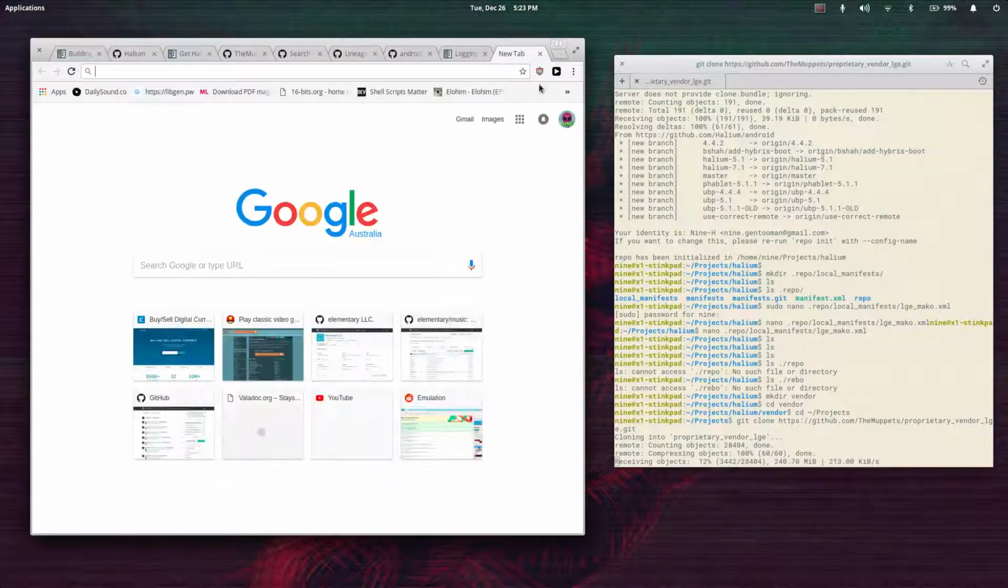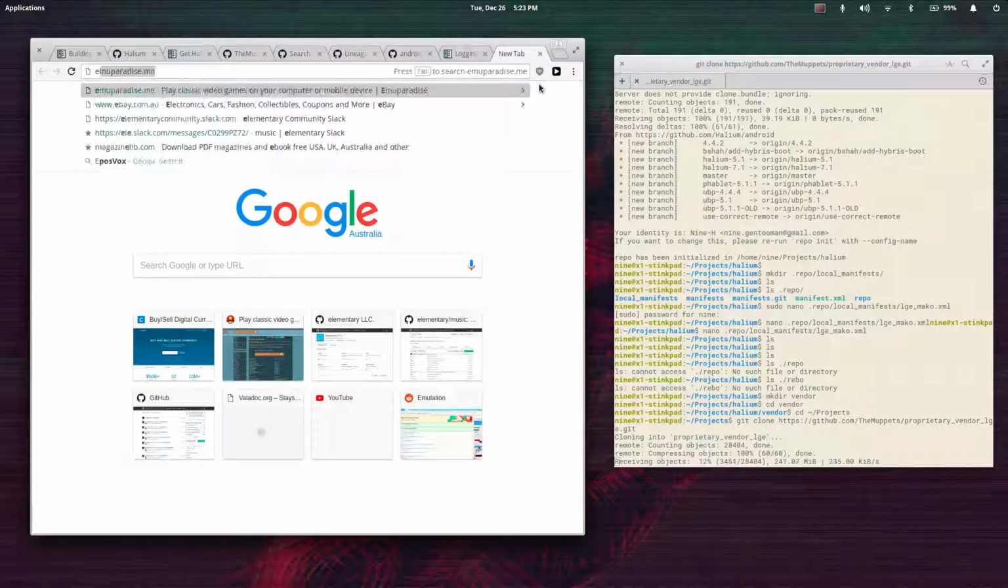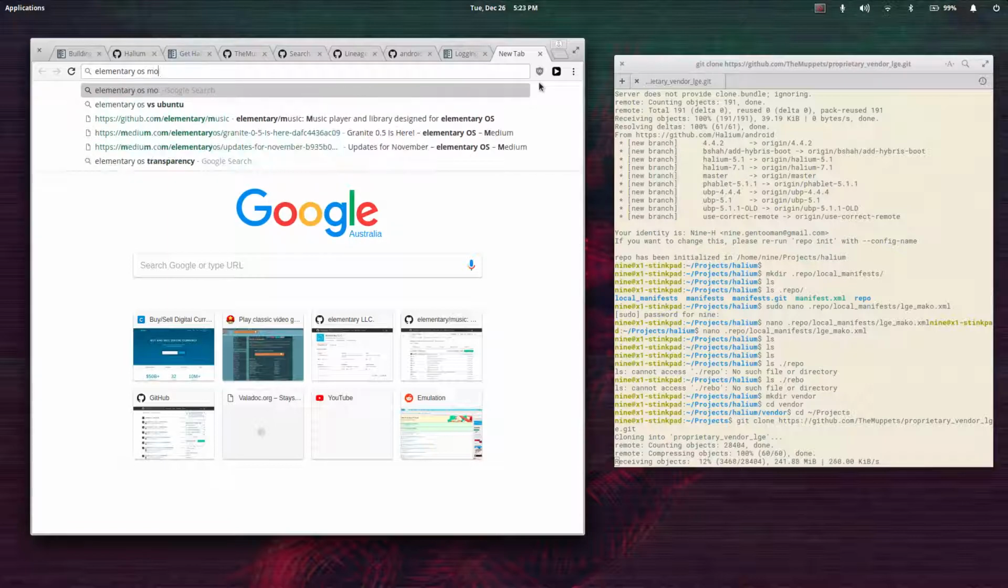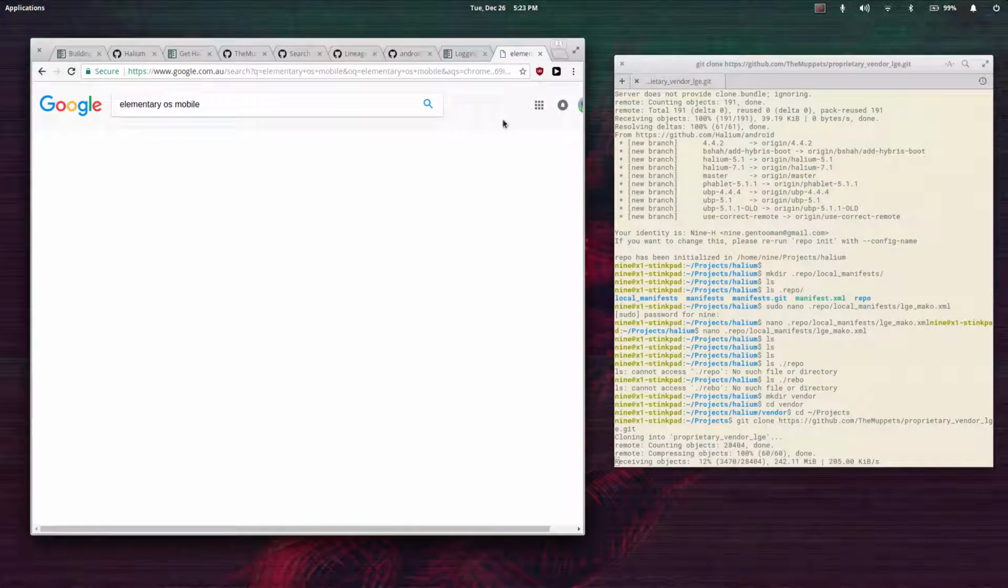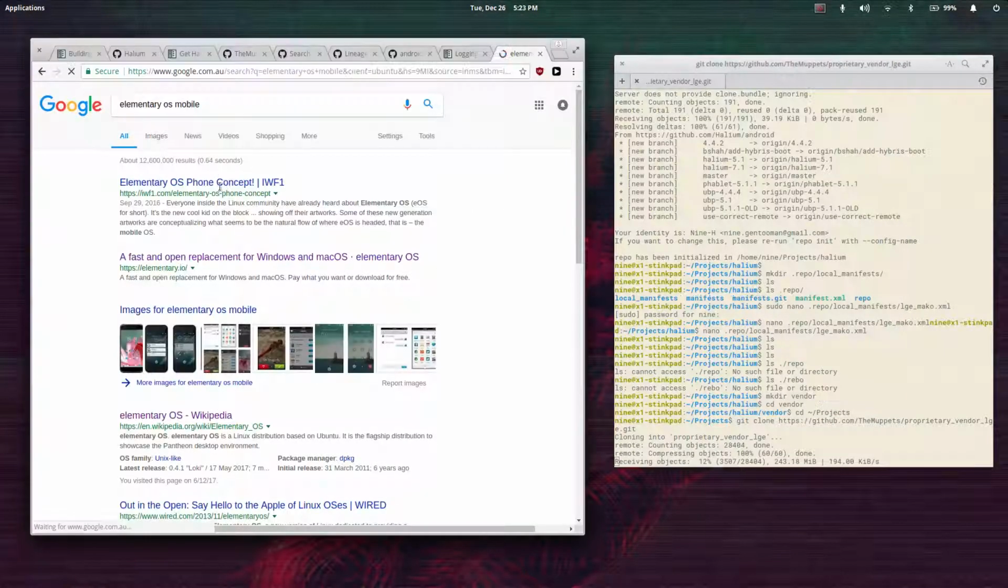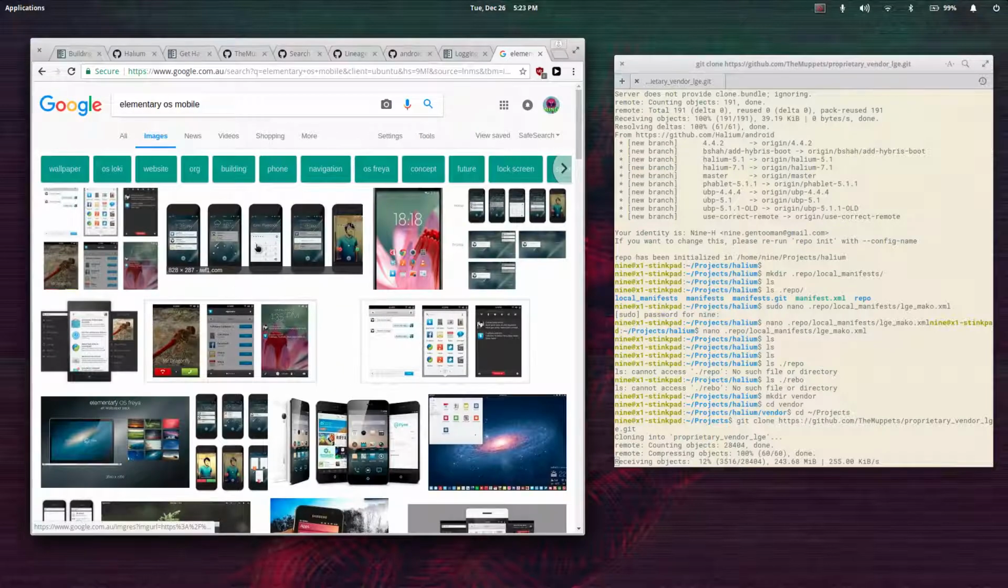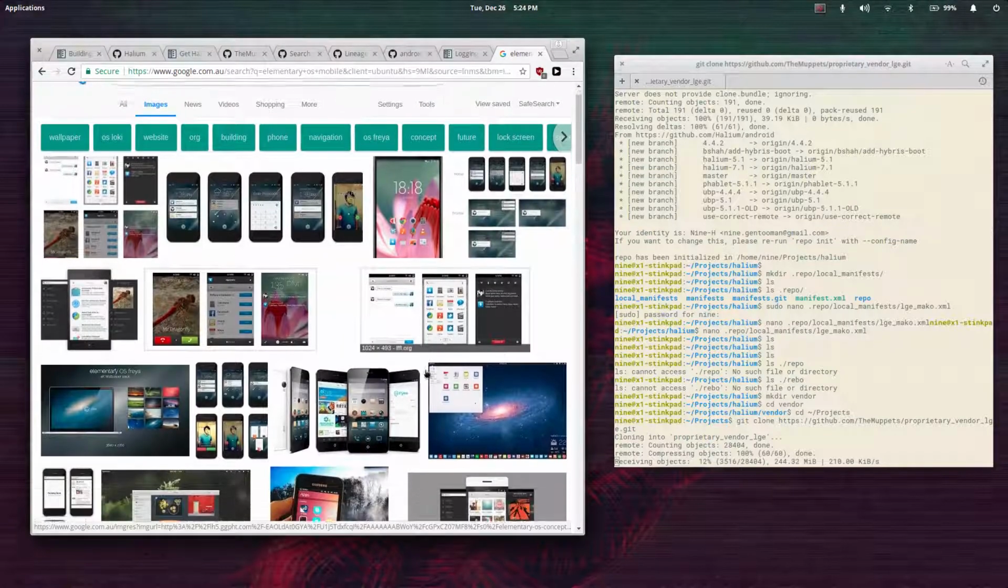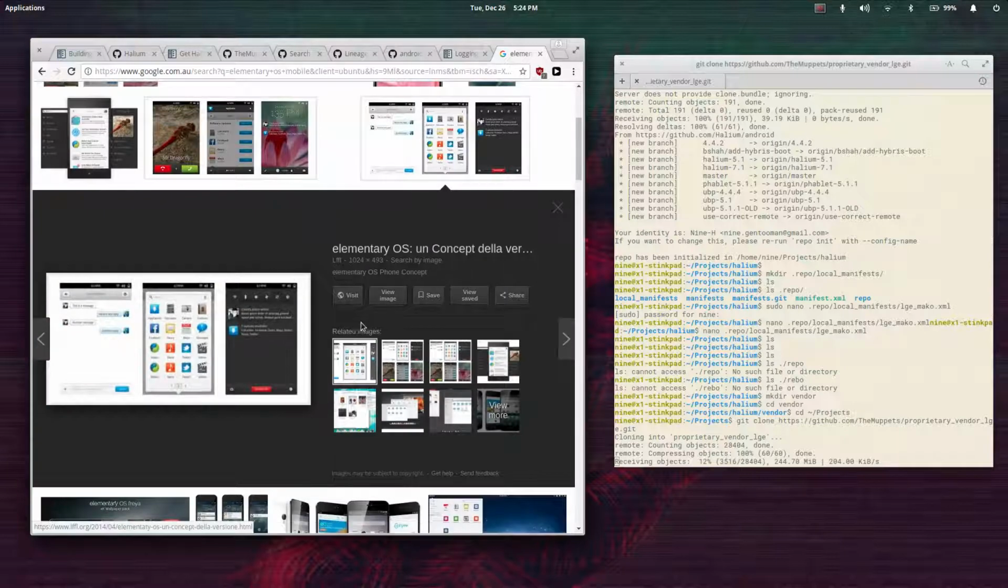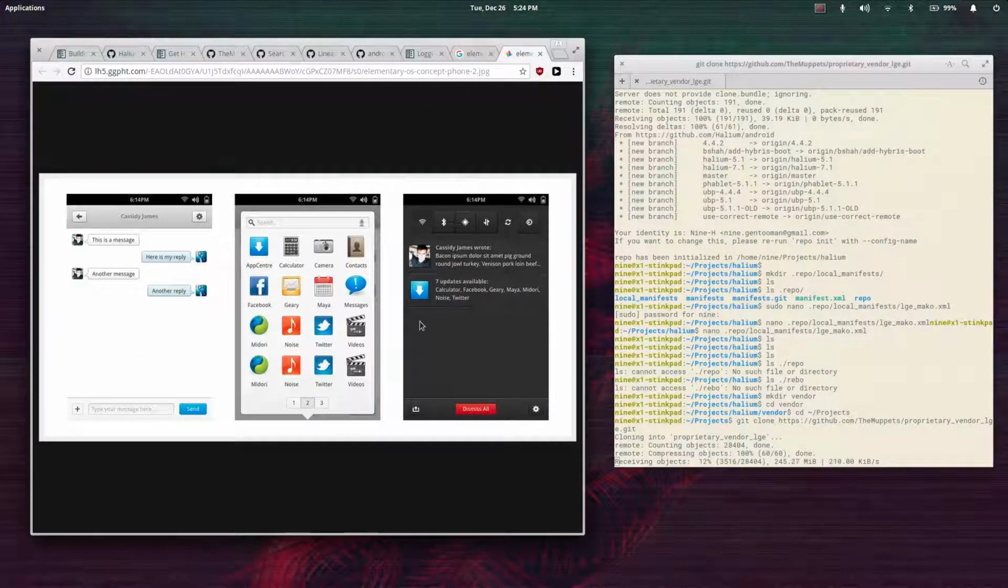Who else can I talk shit on? Yeah, I think these came out. These are really cool. I think they came out like 2014 or something. And there was this idea that there was going to be a mobile version of Elementary based on the mobile version of Ubuntu.